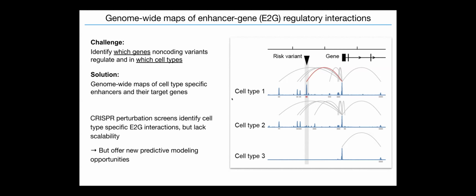CRISPR perturbation screens have become very powerful tools lately to perturb regulatory elements and then read out the effects on the target genes, allowing us to systematically map these connections. However, they still lack the scalability to do this genome-wide, and especially across many different cell types and tissues. Some of them might simply be inaccessible for experimental manipulation. However, the data collected by such screens allow new and exciting ways to use them for predictive modeling.